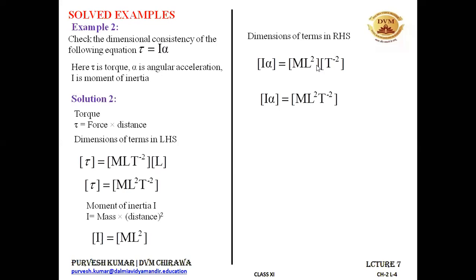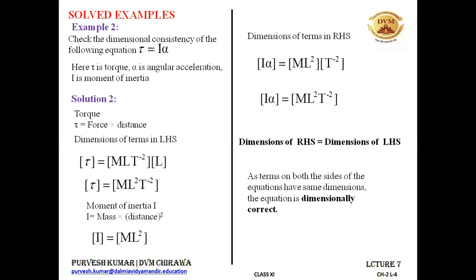All right. This t minus 2 got multiplied by this one. You can see the dimensions for tau is ML2 t minus 2, and for I alpha also it is ML2 t minus 2. So now we can say that the equation is dimensionally correct, because the terms involved on the right hand side have the same dimensions as the terms on the left hand side. The dimensions of RHS are equal to the dimensions of LHS, and we can say that the equation is dimensionally correct. All right. So this is how we need to go in these types of questions.